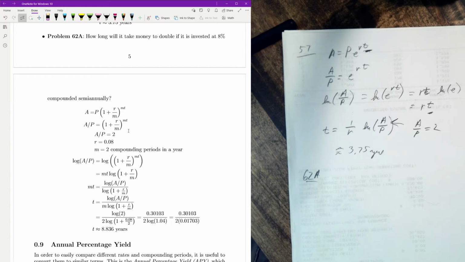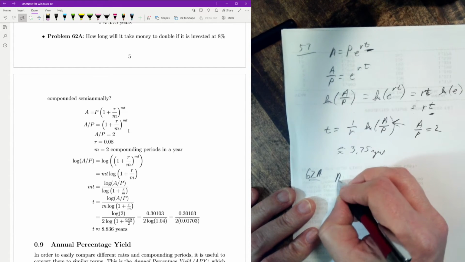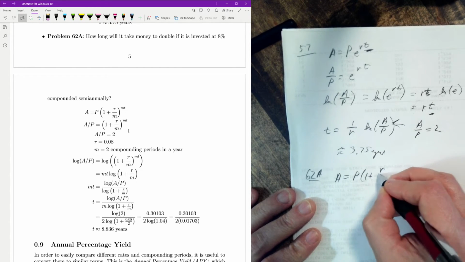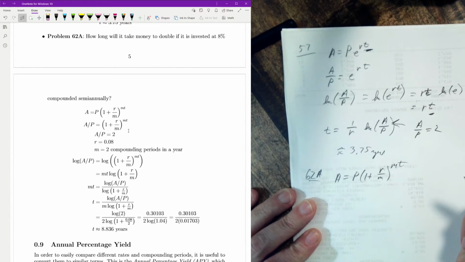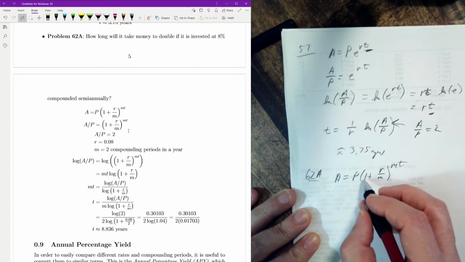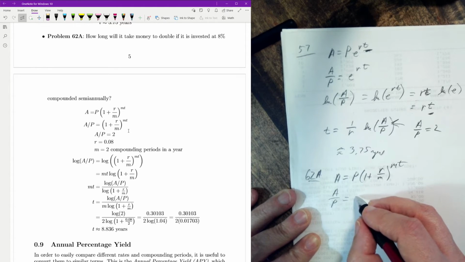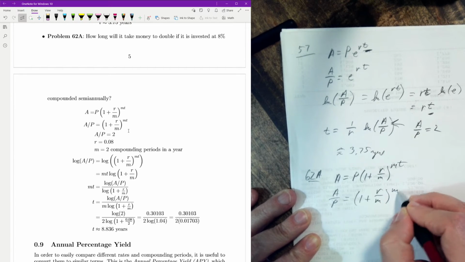How long will it take money to double if it's invested at 8% compounded semi-annually? So semi-annually, we have to use the other compounding formula. The compounding that we're using is not continuous compounding. And recall the formula is A equals P times (1 plus R over M) to the MT. Semi-annually, well, let's work this all out. So let's divide both sides by P. So we end up with A over P, and that equals (1 plus R divided by M) to the MT.